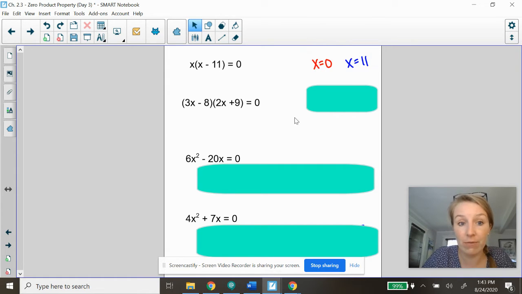Hopefully the first one felt straightforward. The next one's a little trickier, but remember you need to create those 2 equations: the 3x minus 8 equals 0 and 2x plus 9 equals 0. And that should give you these 2 solutions.